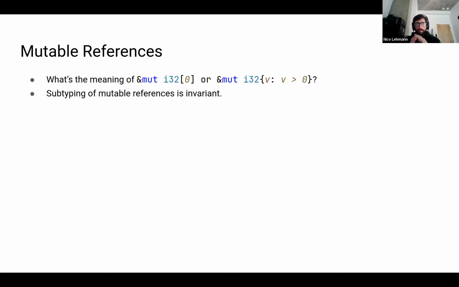The interesting one, though, is what happens with mutable references. I'm trying to answer the question of what the meaning is of having a mutable reference to an i32 indexed by 0, or a mutable reference to an i32 such that v greater than 0. To do that, I'm going to look at the semantics of mutable references, what they give us, and see how that plays out with refinements. One fact is that subtyping of mutable references is invariant. If you want &mut T1 to be a subtype of &mut T2, then the subtyping must hold both ways. Subtyping in Rust is only concerned with lifetimes, but once we have refinements, subtyping is a bit more interesting. We're going to keep the restriction that subtyping of mutable references needs to be invariant. What that gives us out of the box is that with a mutable reference, you can only do weak updates.